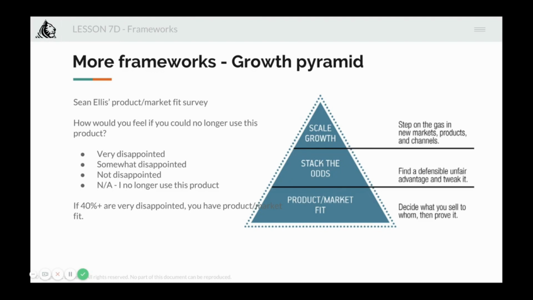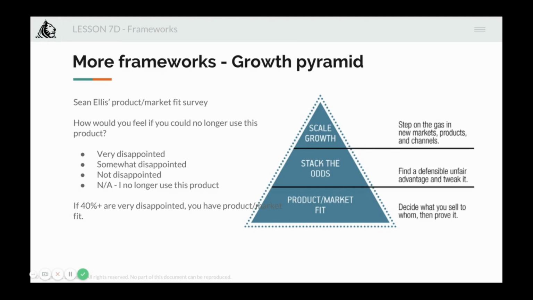send a survey to all your current users, with a simple one question survey, which says, "How would you feel if you could no longer use this product?" The options are very disappointed, somewhat disappointed, not disappointed, and not applicable, I no longer use this product. If 40% or more are very disappointed, you have a product market fit already.